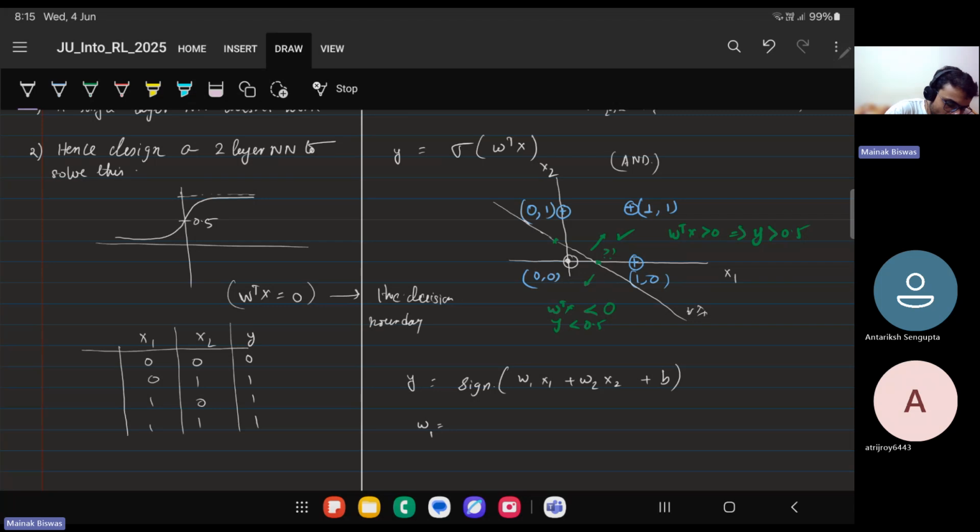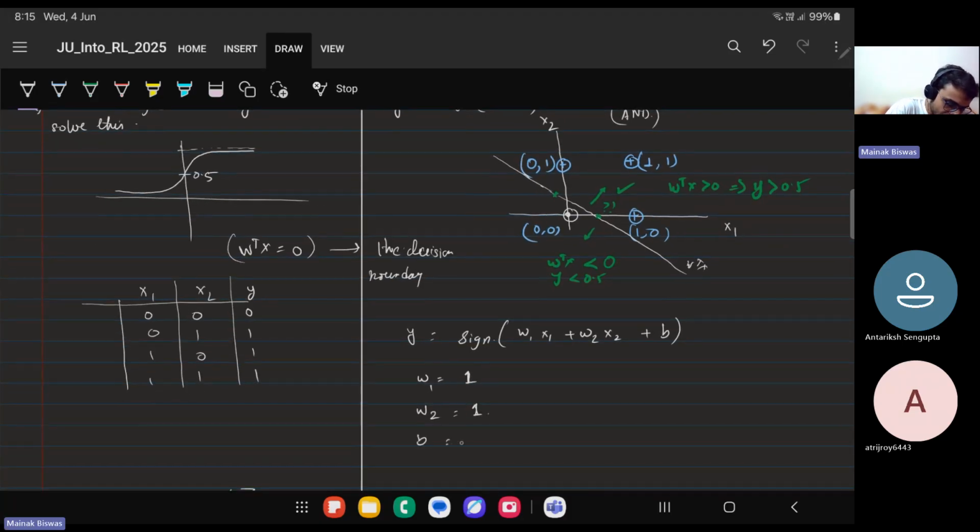There exists a W1, say W1 is equal to 1, W2 is equal to 1, and b is equal to minus 0.5. So now you see y is equal to sign of x1 plus x2 minus 0.5. Does this classify the data? It classifies the data, right?